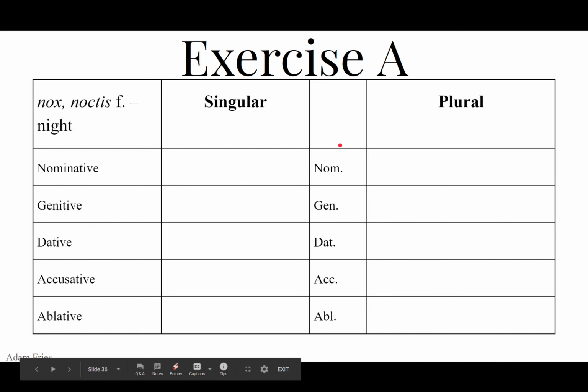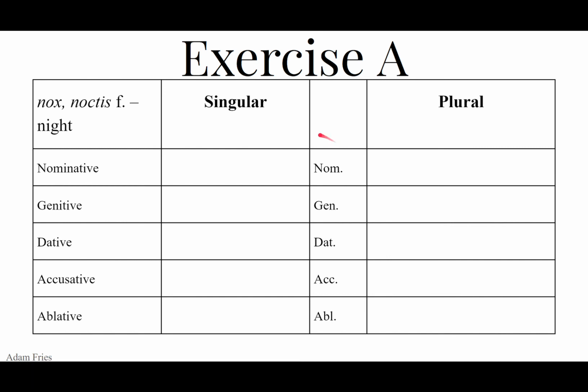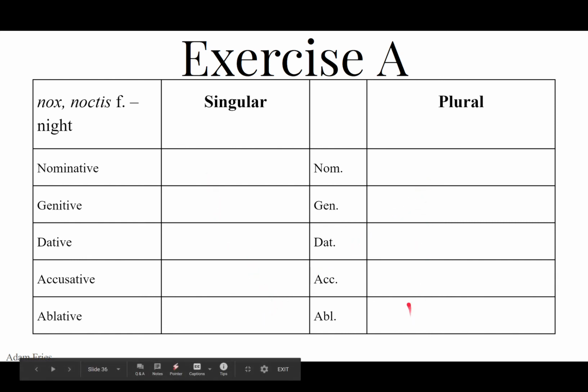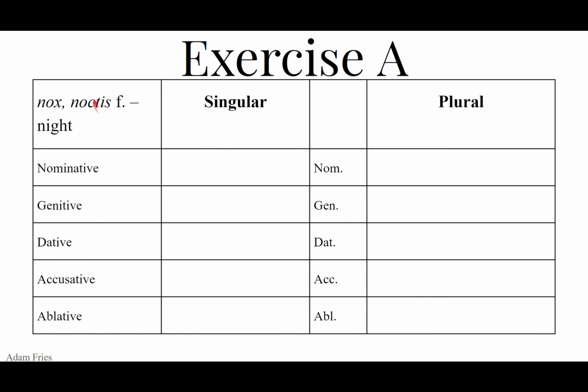Nox, noctis, feminine, night. We have nox. Noctis is the genitive. When you chop off the is, you get the stem noct, N-O-C-T, and you can write that in the rest of the blanks. It's a third declension. You can tell by the is of the genitive, and it's a third declension feminine.